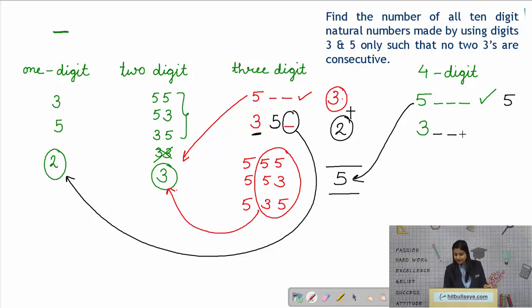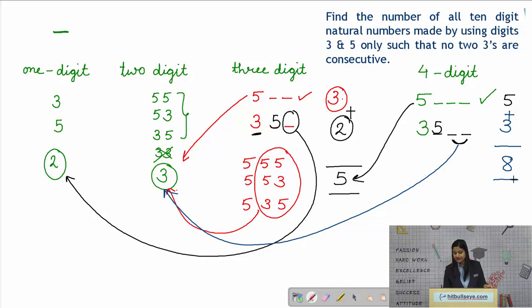Similarly, if we take the next case where our number is starting with a 3, after 3 you cannot take a 3, that's why we will put a 5 here. So we are talking about all the 2-digit numbers which are satisfying the same condition that we have calculated previously. So it will be nothing but in total 8.